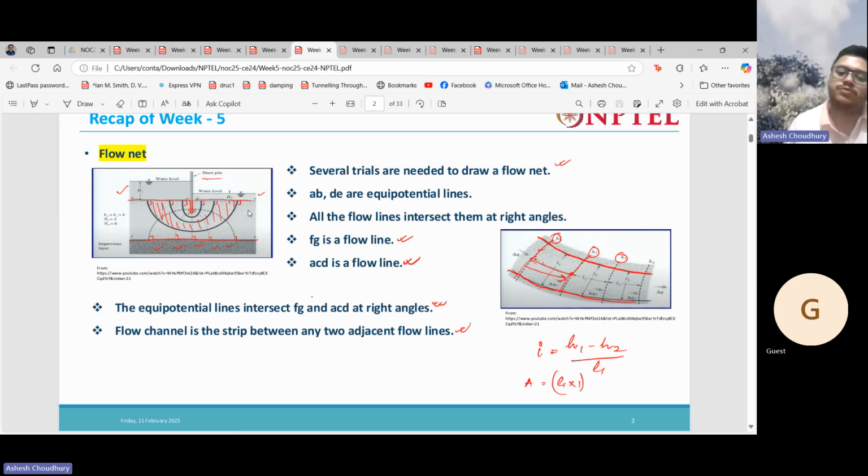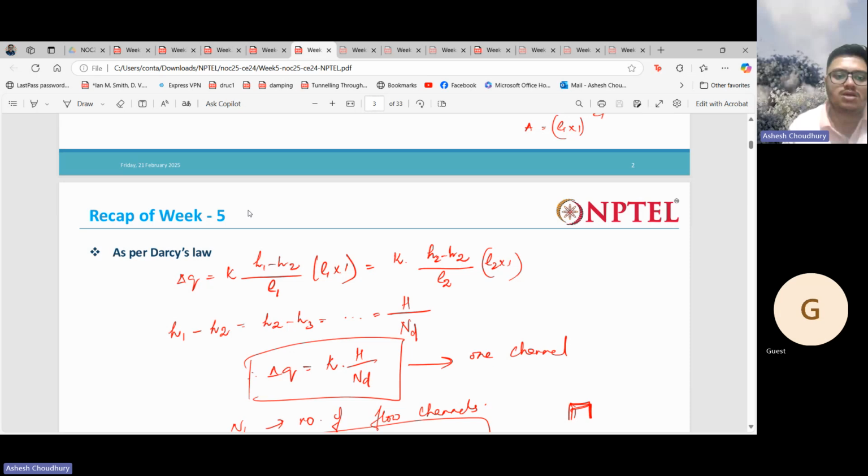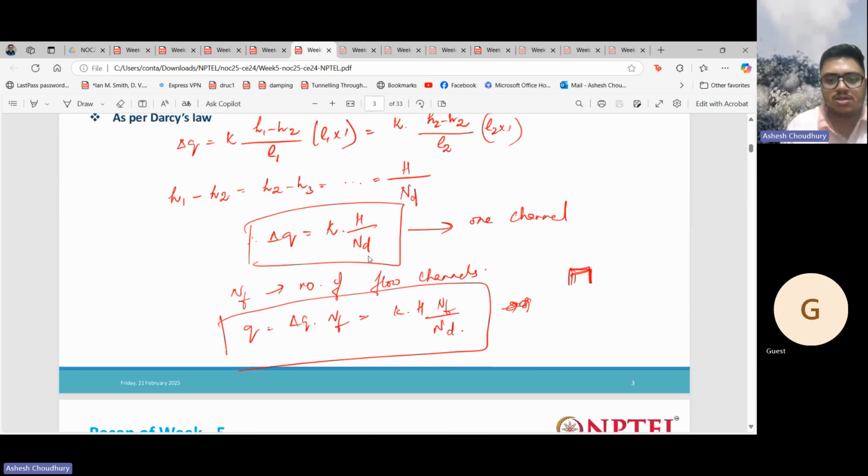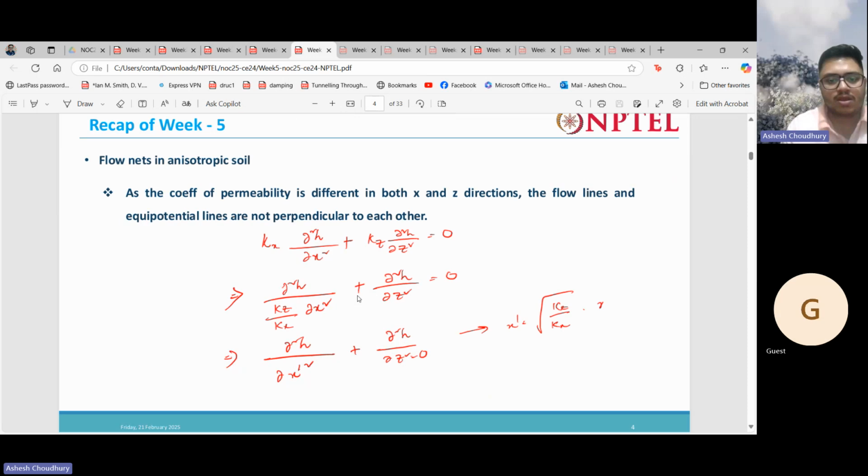A flow channel is a strip between two adjacent flow lines. This we already discussed. H and F, N D, this thing we also already discussed.